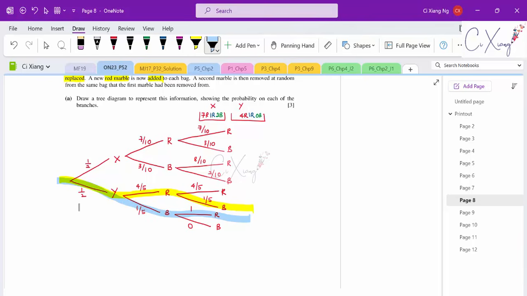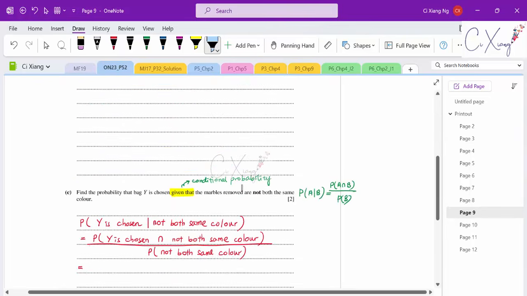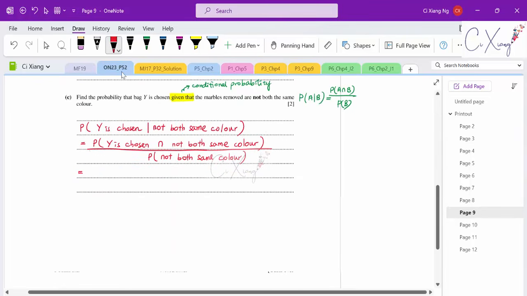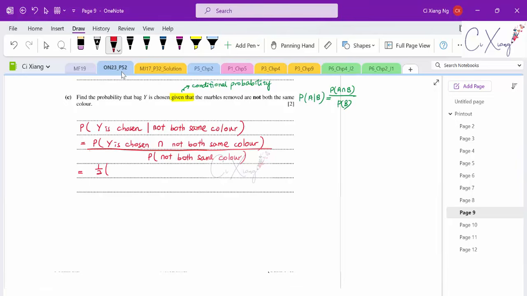Okay, so again, to calculate the probability, you have to take half, multiply with 4 over 5, multiply with 1 over 5, then plus the second route, half, multiply with 1 over 5, multiply with 1. Okay, right, so let's complete the step here. So the answer will be half. First route will be half, multiply with 4 over 5, multiply with 1 over 5. And the second route or second pathway will be half, multiply with 1 over 5, multiply with 1.